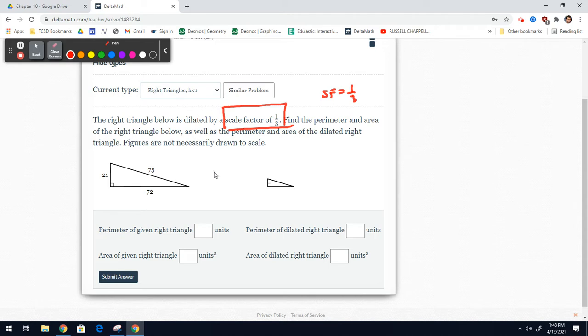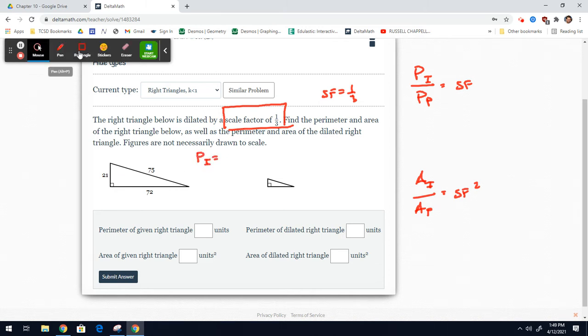The way that I want you to do it is by using the new ideas: the fact that the perimeter of the image over the perimeter of the pre-image equals the scale factor, and the area of the image over the area of the preimage equals the scale factor squared. These are the ideas I want to use here. So first thing I'll do is find the perimeter of this triangle. So I'll do it right here.